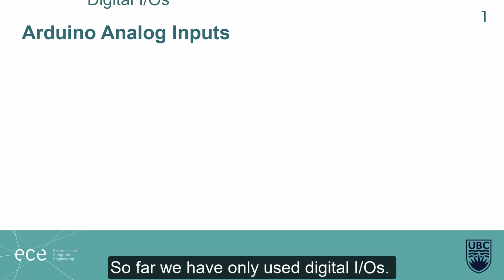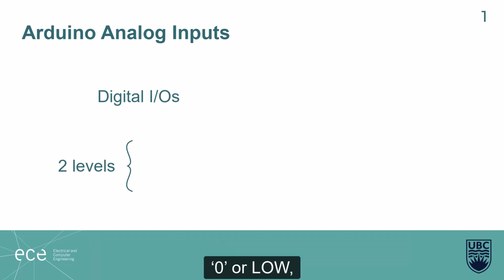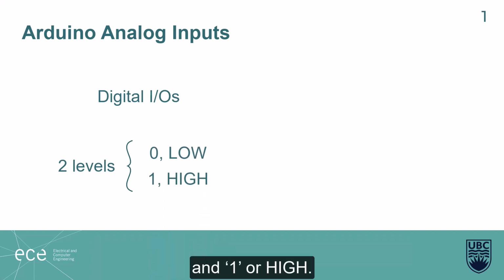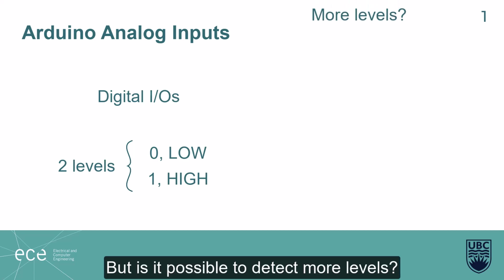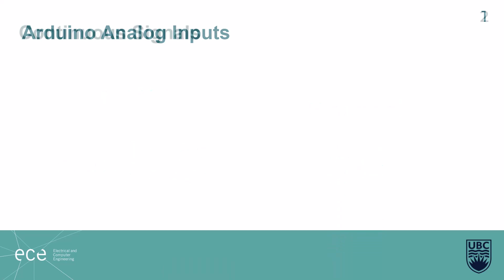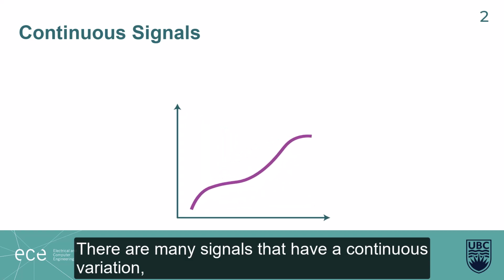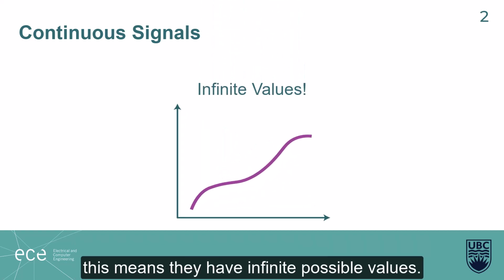So far, we have only used digital I/Os. These types of I/Os have only two possible values: 0 or low, and 1 or high. But is it possible to detect more levels? Yes, with analog inputs. There are many signals that have a continuous variation. This means they have infinite possible values.